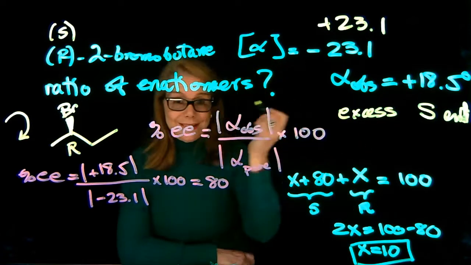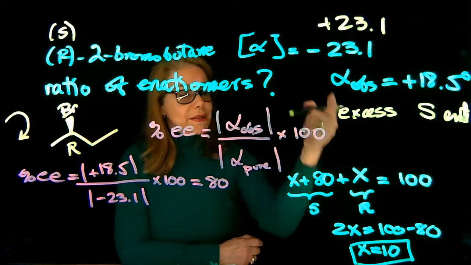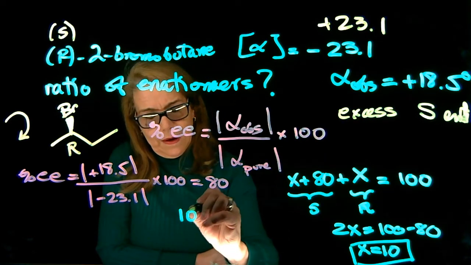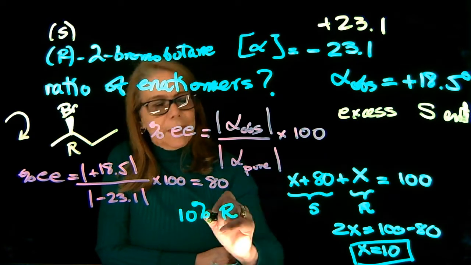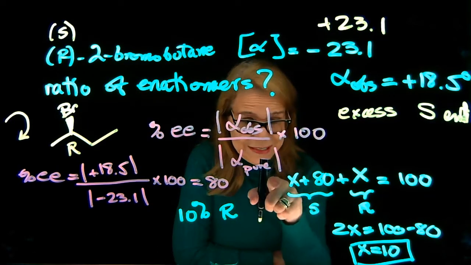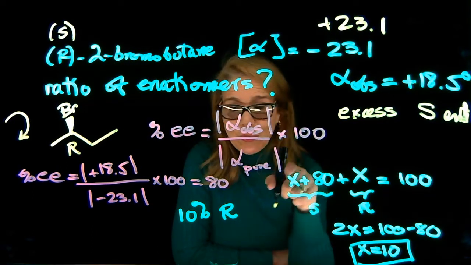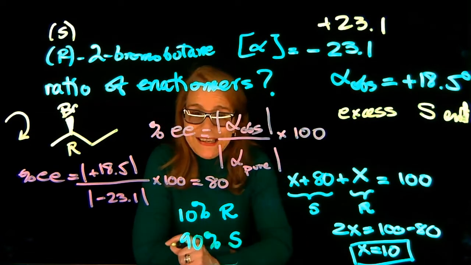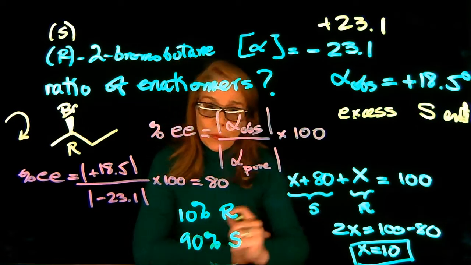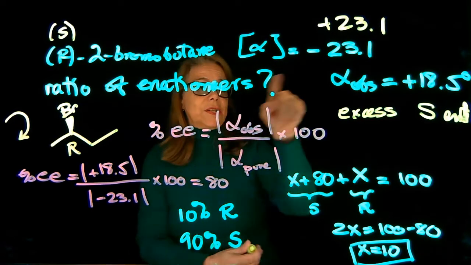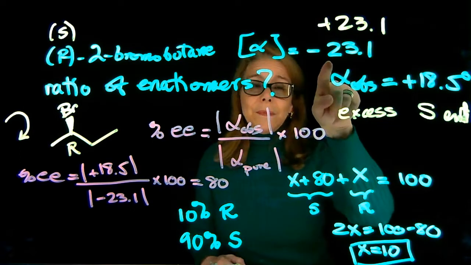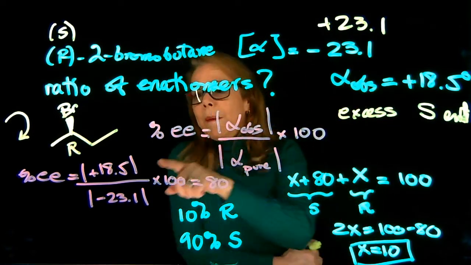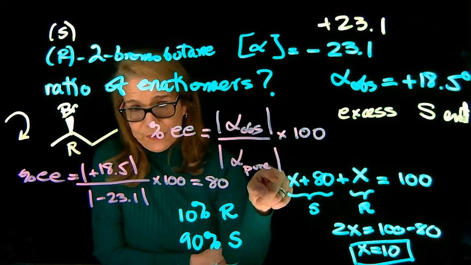What that is, the composition then of the mix, is we have 10% of the R, and of the S, we have 10 plus 80. So we have 90% S. So that is the composition of the mix. Again, what we did is we used the optical rotation of the pure enantiomer. It doesn't matter if it is the R or the S, or the sign of the optical rotation, because we're using absolute values here.